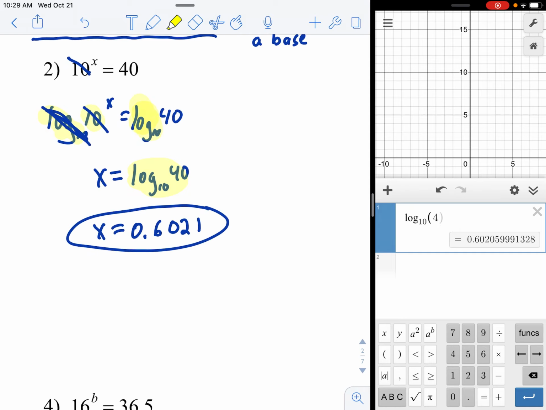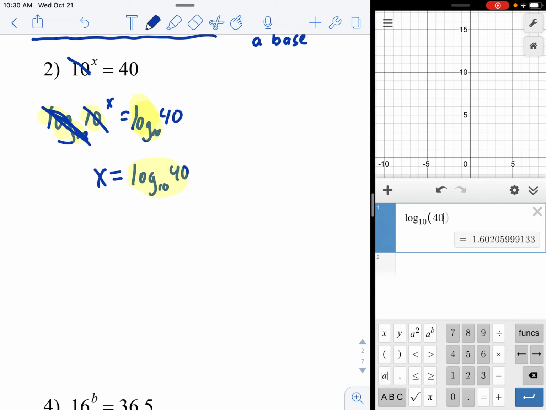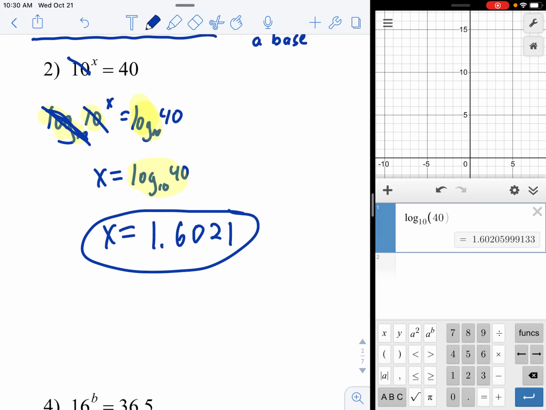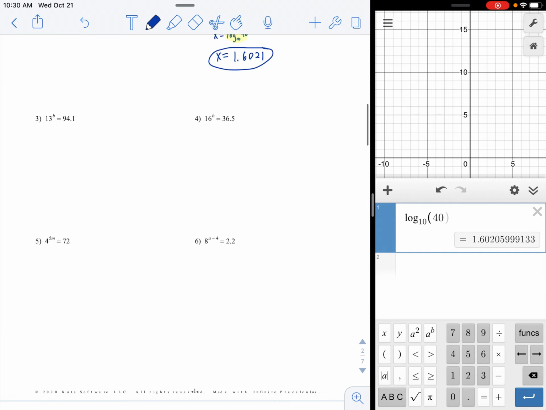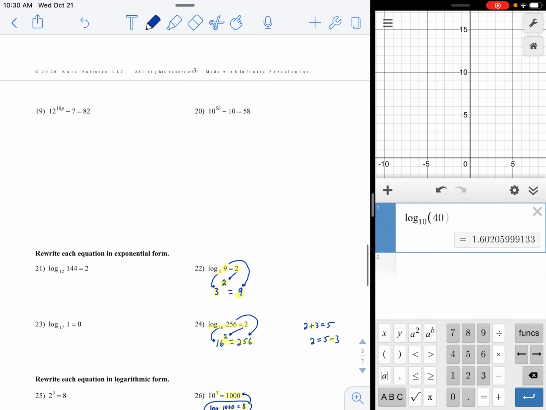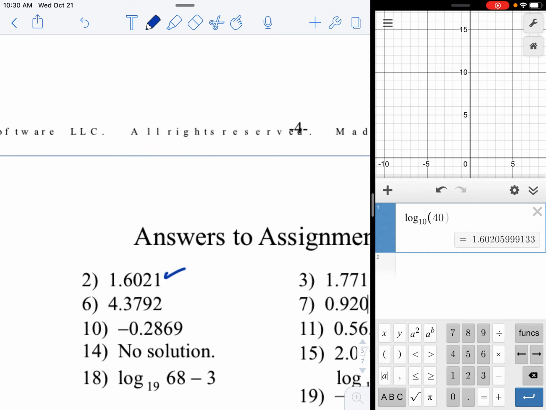Uh-oh. 40. Doggone it. I'm such a maroon. Okay, maroon is a color. Moron is what I'm trying to say, but if I'm a moron, I don't know the right word, so I say maroon because I'm not smart. 1.6021. And that looks a lot like the answer that I checked, air quote, checked myself with. Duh.